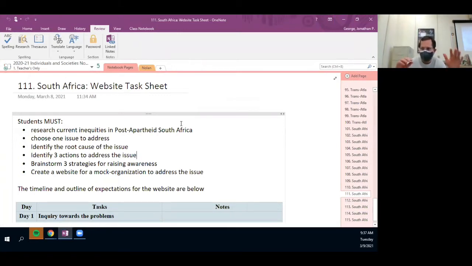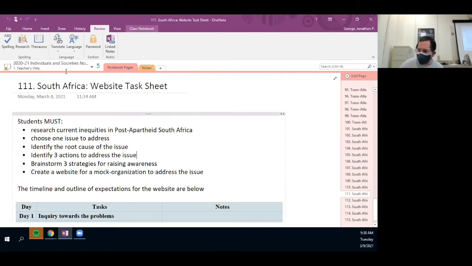Students must research current inequities in post-apartheid South Africa. So again, apartheid ended in 1994. The official policy of racial segregation or separation in South Africa ended in 1994. And so now we're going to look at what South Africa is like today and identify if there are any inequities, if there are still these differences between the groups of people in South Africa.